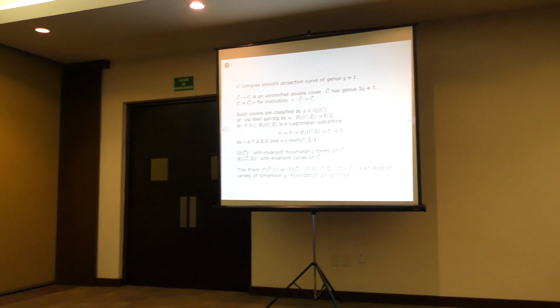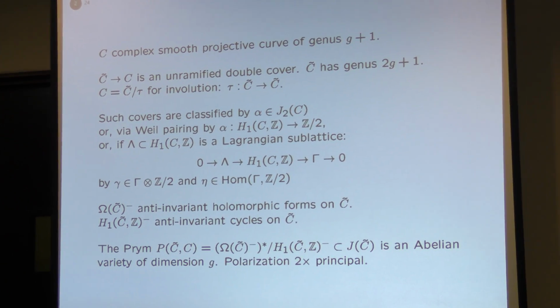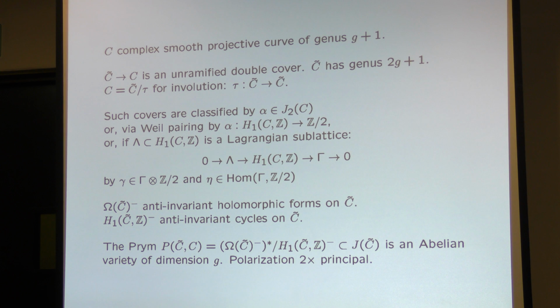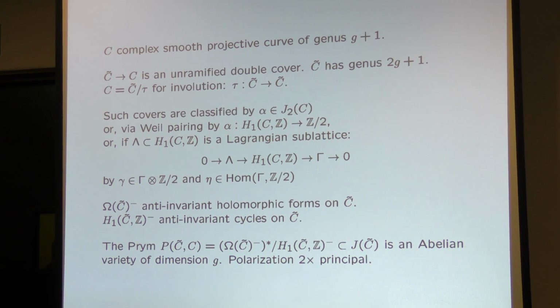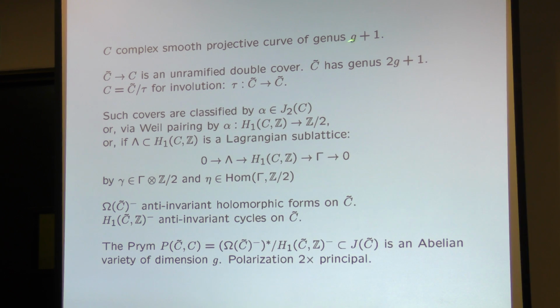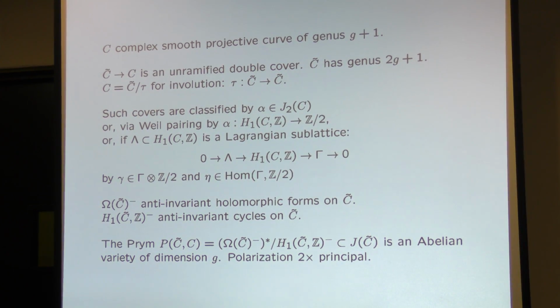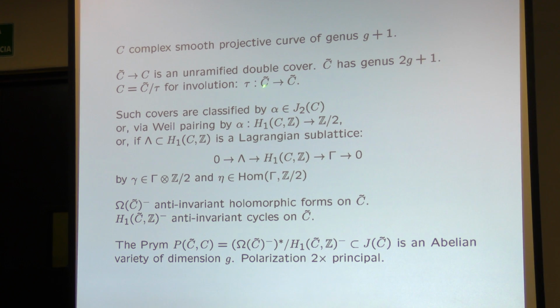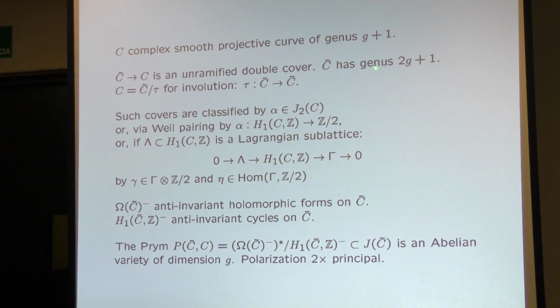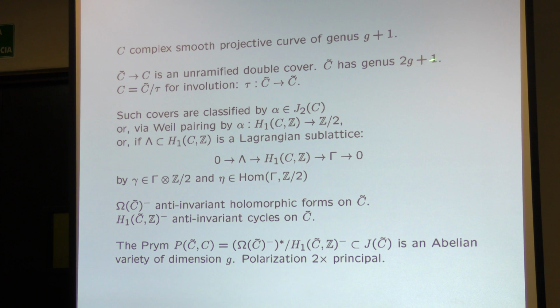I'm going to briefly talk about the classical stuff. It was a wonderful time in the 70s when Mumford developed the theory of Prym varieties, and so here are the main definitions. We start with a smooth projective complex curve of genus g+1, and then we consider its unramified double cover. Riemann-Hurwitz tells us that C tilde has genus 2g+1.